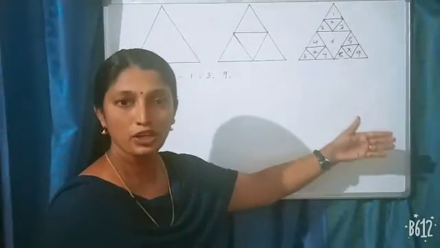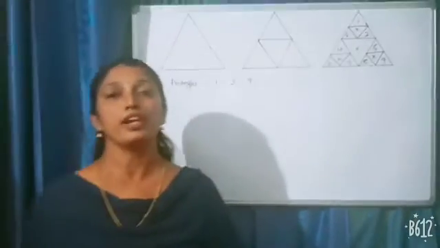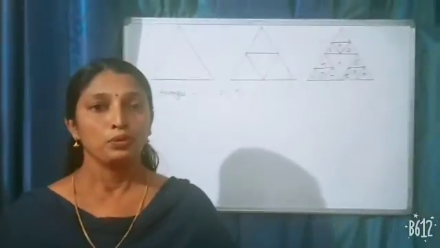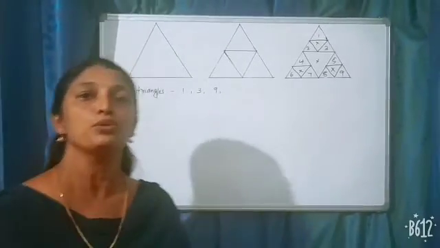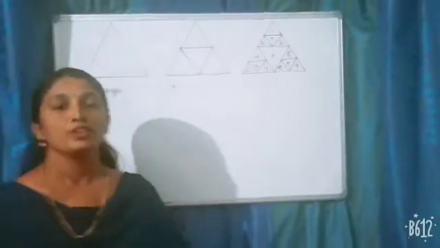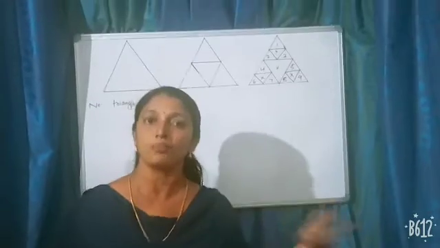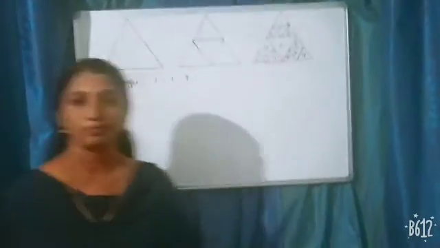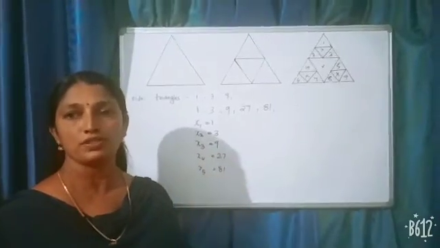In the next step, we can divide those 27 small triangles into 3 small triangles each. So total 27 into 3, there will be 81. 27 into 3, 81 small triangles. Like that we can repeat the process. Let us discuss the algebraic expression of this sequence.